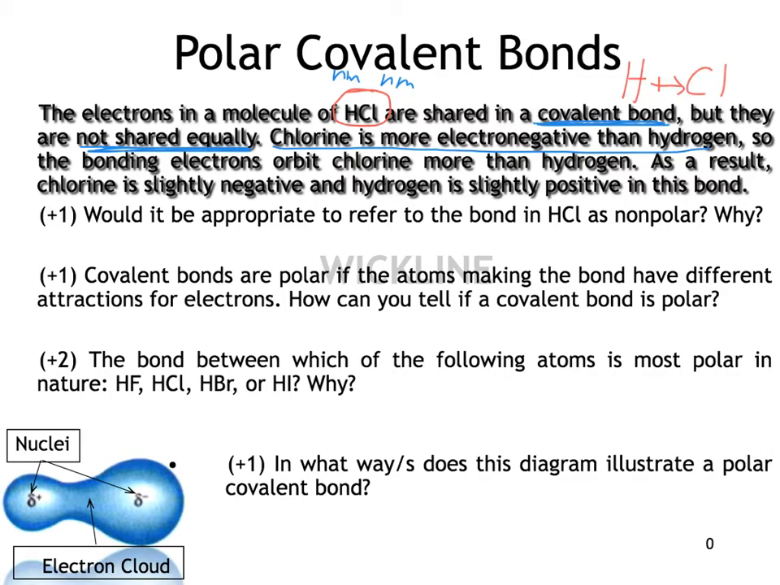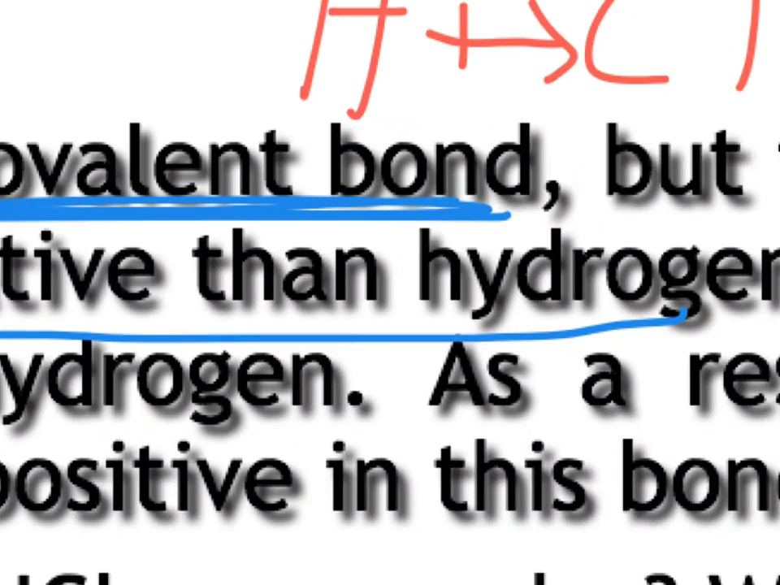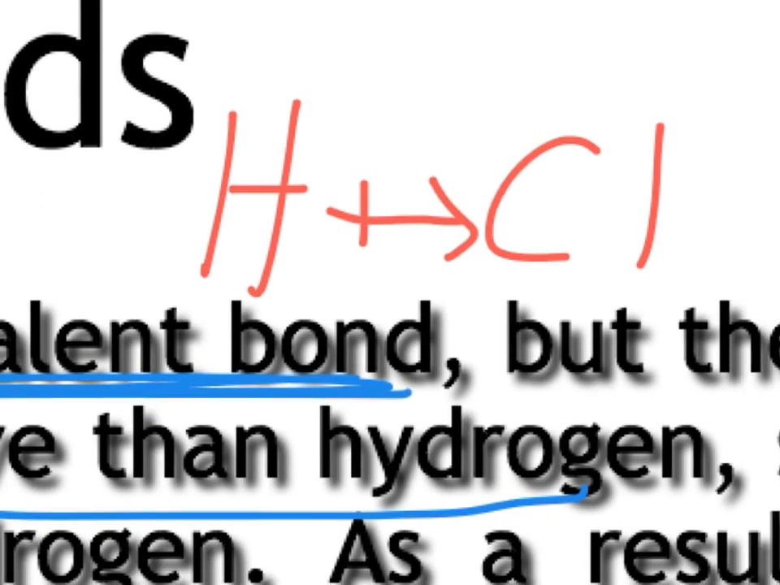This diagram represents that because it has an arrow that points towards chlorine, which means that chlorine is going to be the more negative side of the molecule. And we have almost a positive sign near hydrogen, meaning that since it's going to have electrons less often, it's going to be sort of positive. So we have hydrogen being the sort of positive side because it's electron poor. And we have chlorine being the sort of negative side because it's going to be electron rich compared to hydrogen.